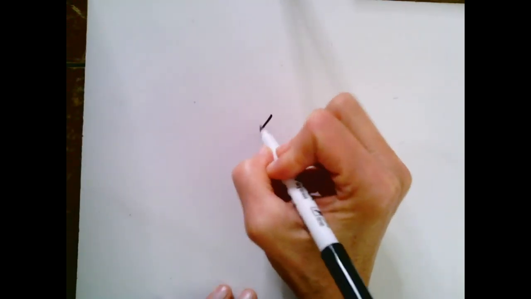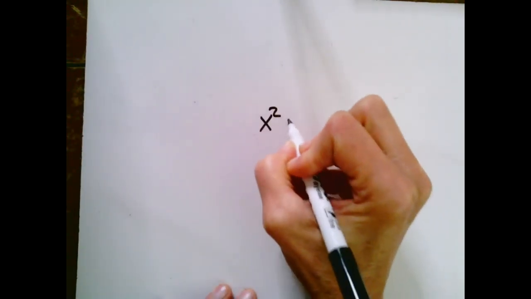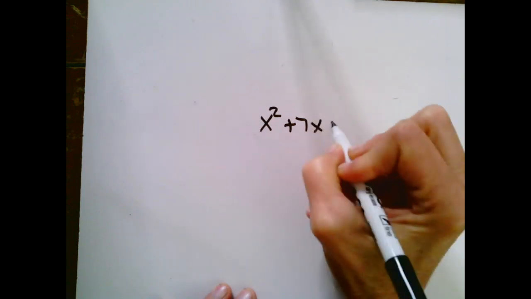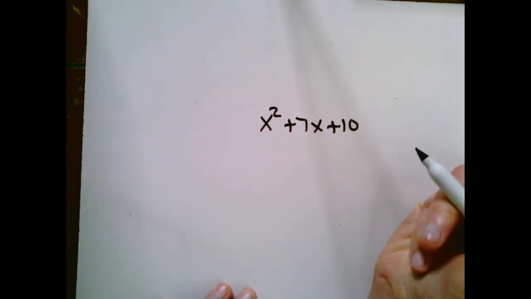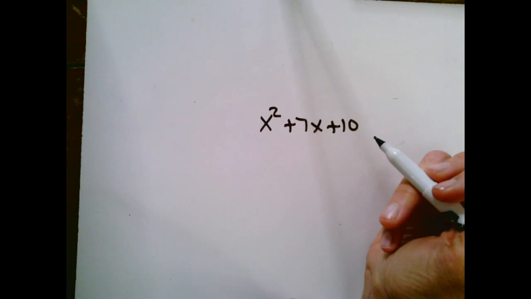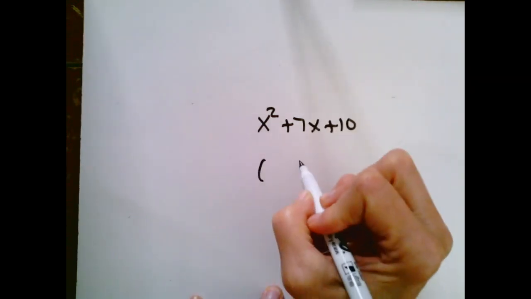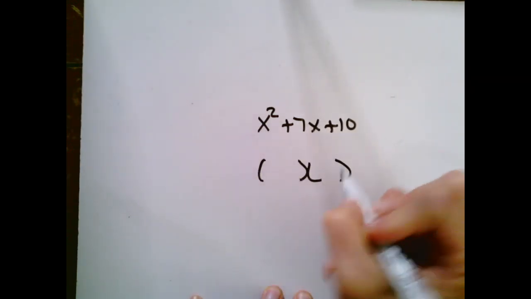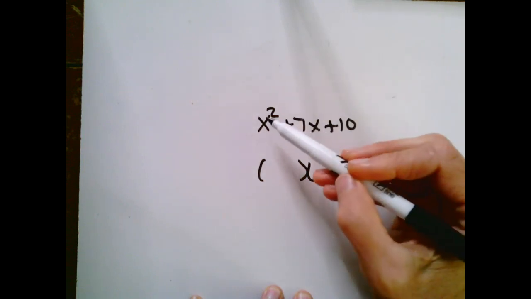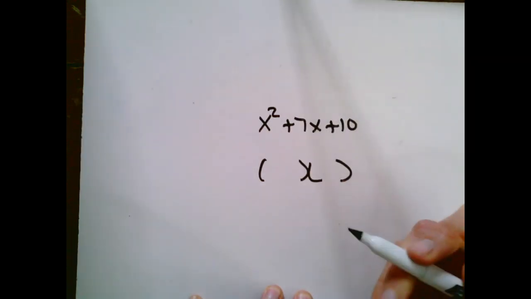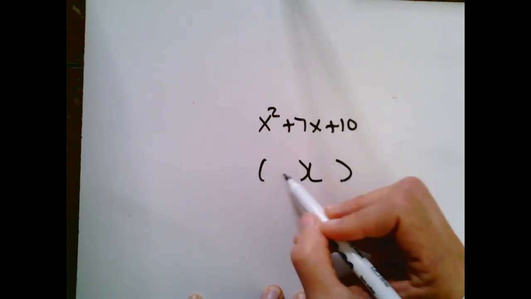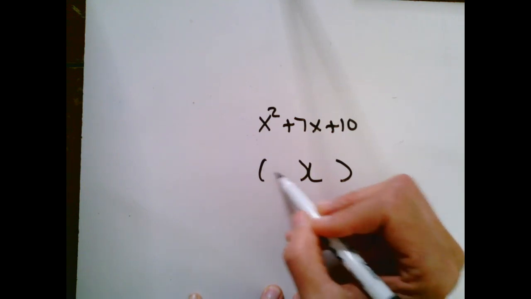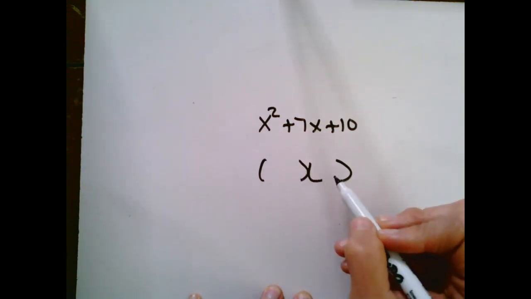Okay, so let's practice factoring trinomials. So I have x squared plus 7x plus 10. We are going to end up with a problem that looks like this. So this is a trinomial, meaning it has three terms, and binomials, meaning we're going to get two sets of terms in each one of these boxes.